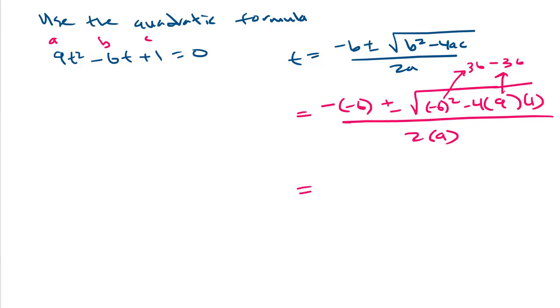That one goes there. So 36 minus 36 is going to give us 0. Okay? And then the square root of 0 is just 0. So this whole right side here is just 0.